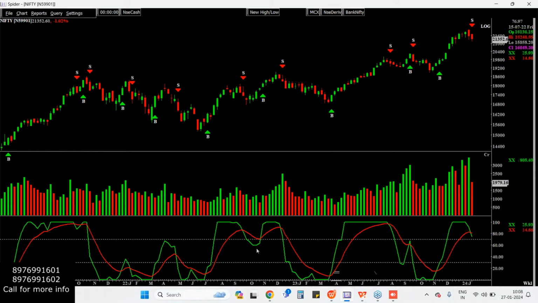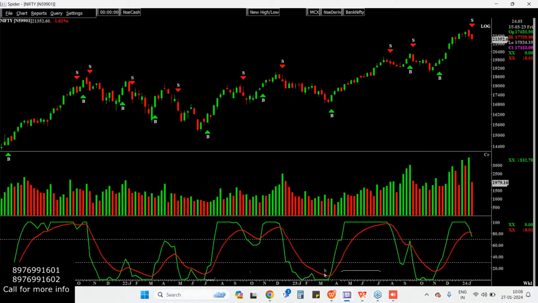So basically there should be a crossover between these two lines. The parameters over here are hidden. The importance of the crossover is only when it is happening below, at the oversold zone. So below 30 is my oversold zone. The crossover should be happening below my oversold zone.